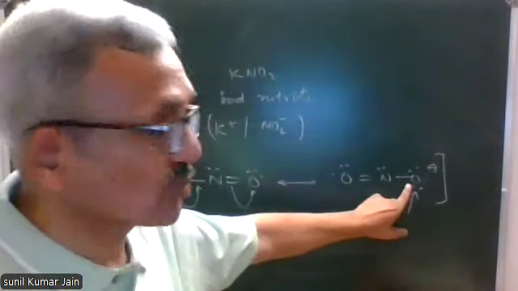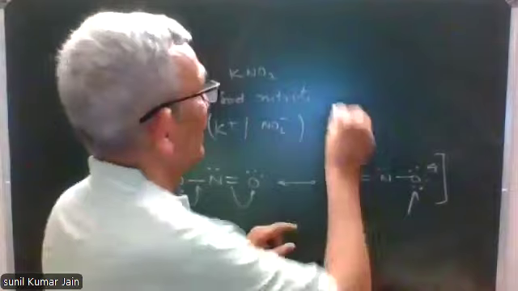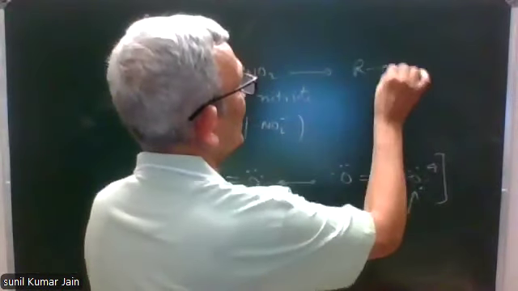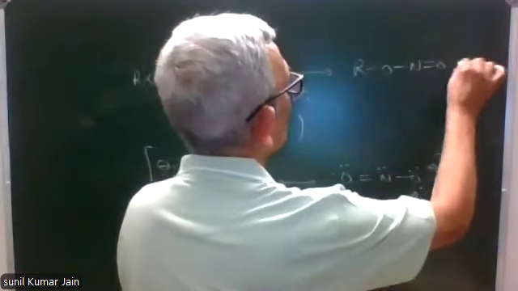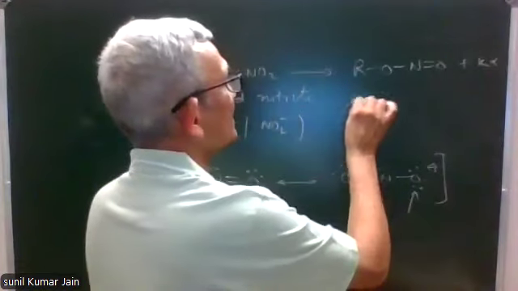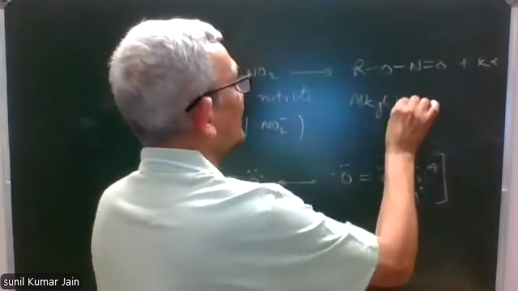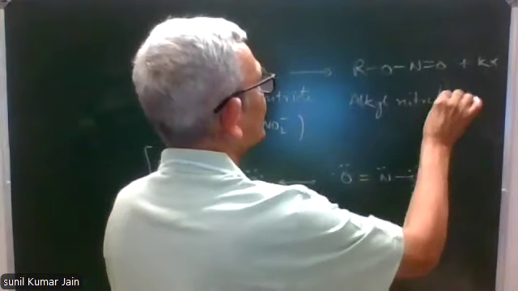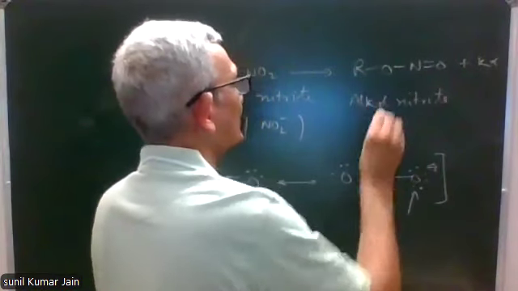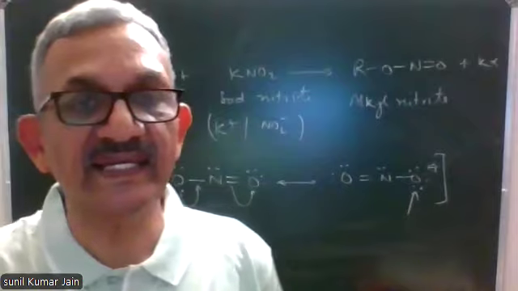Therefore, attack will take place through this negatively charged oxygen and will lead to the formation of RONO. This is alkyl nitrite. Product obtained is alkyl nitrite.